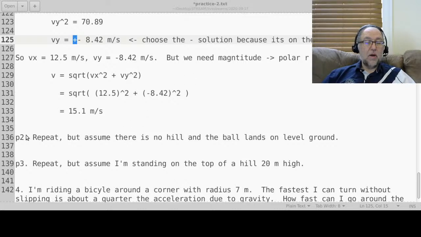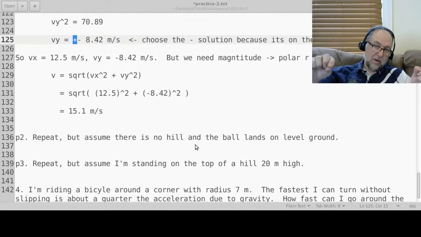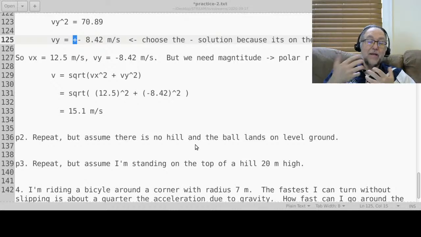And if you take a look at part B, questions 2 and 3 here, I want you to do these. They're variations on the previous problem. Variation number 2 is repeat that problem, but now assume that there is no hill. In other words, the ball leaves ground level, goes up, and comes down to ground level. So the final position is going to be at ground level, not on the top of a hill.